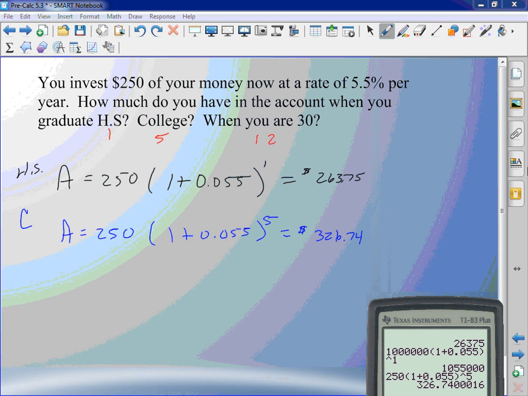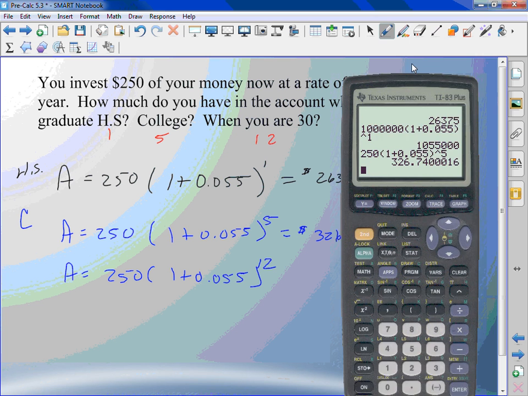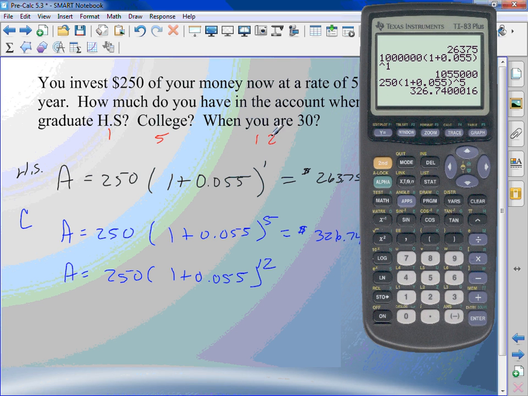For when you turn 30, A equals 250, 1 plus 0.055. Some of you are 12, some of you are 13, some of you are 30, whatever. Put 12. I should not have to retype this. If you're smart, once you get the first setup, you write it. Then in here I go second, enter, change the 5 to a 12. When you turn 30, there will be $475.30. So you almost doubled your money.